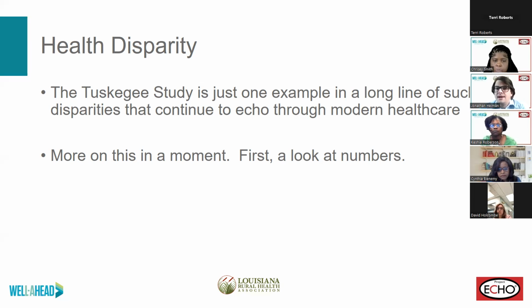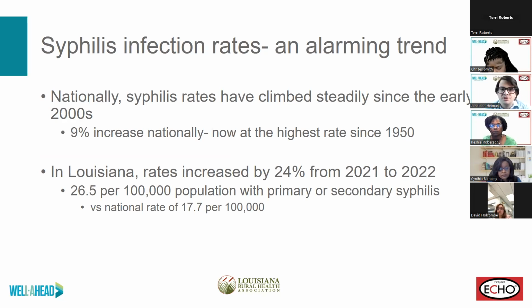Okay, so let's take a look at current numbers. Next slide, please. And what we see is an alarming trend. Nationally, syphilis rates have climbed since the early 2000s, which was kind of the lowest point that we had seen. Now we're seeing infection rates the highest that we've seen in about 70 years. And of course, in Louisiana, we're seeing this, and in fact, a higher rate. From 2021 to 2022, we saw an increase of 24% in primary and secondary syphilis diagnoses. And that makes it 26.5 per 100,000 people of population.